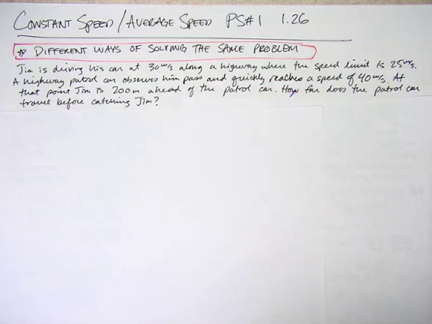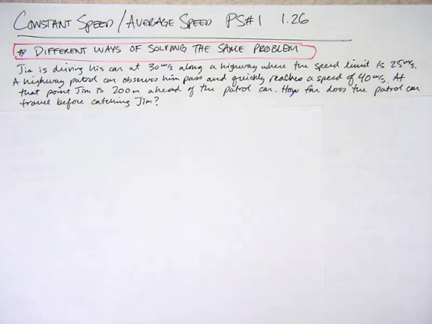So the problem is Jim is driving his car at 30 meters per second along a highway where the speed limit is 25 meters per second. A highway patrol car observes him pass and quickly reaches a speed of 40 meters per second. At that point, Jim is 200 meters ahead of the patrol car. How far does the patrol car travel before catching Jim?